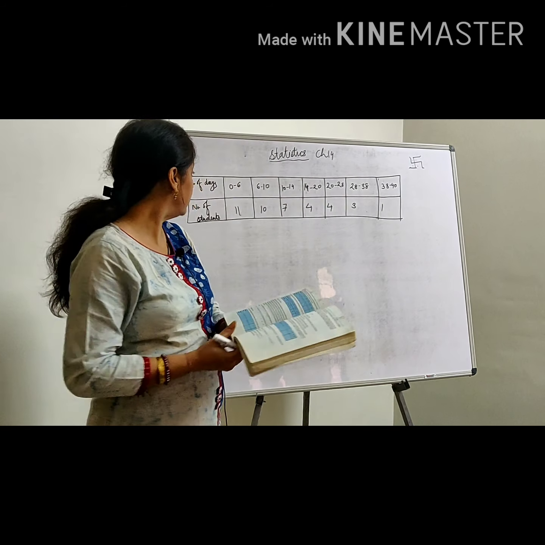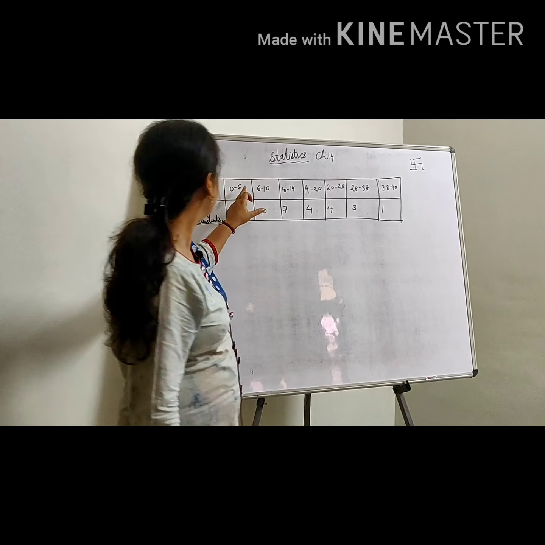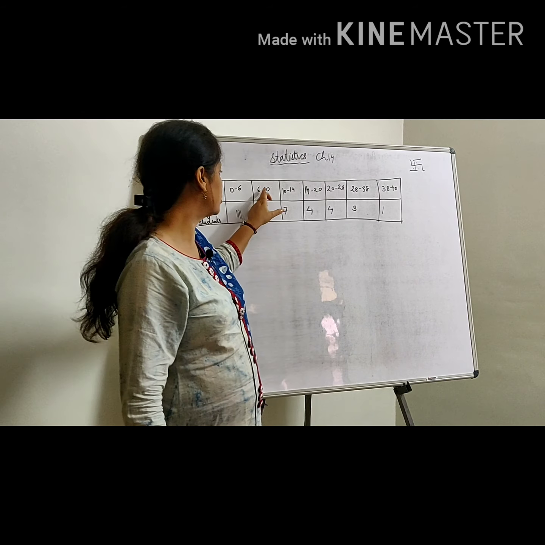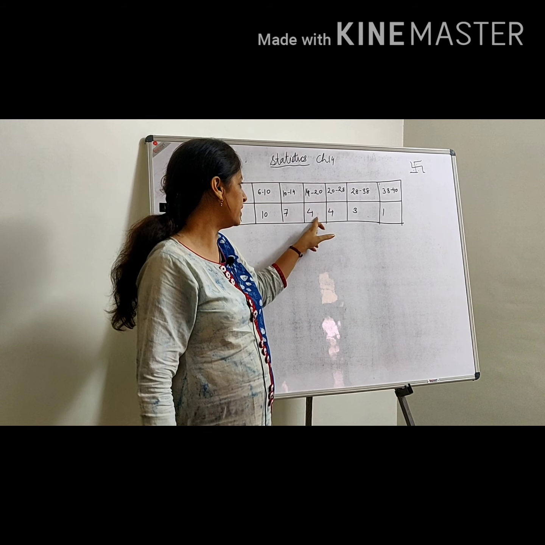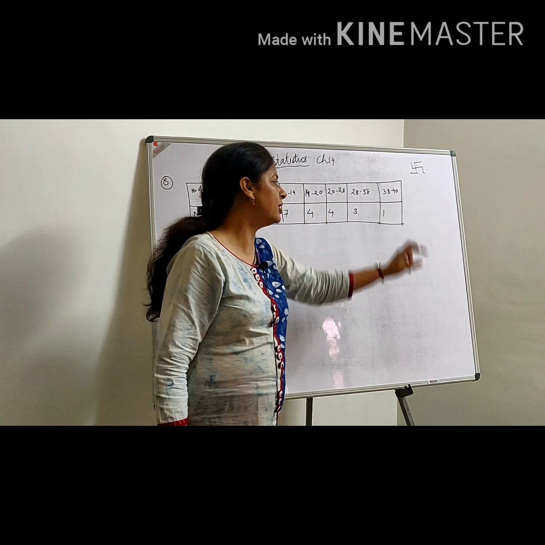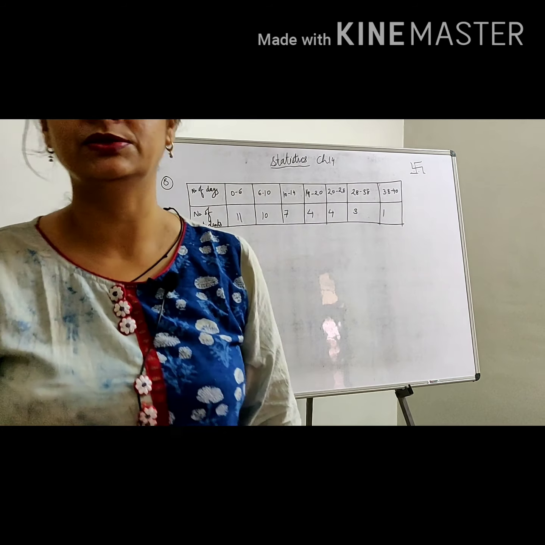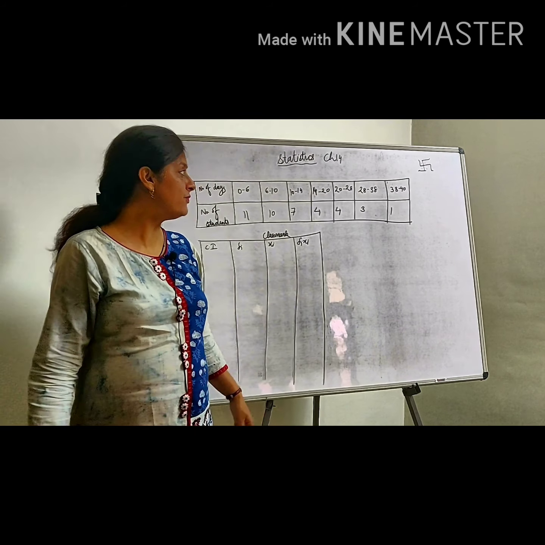The question here is like this: the number of days, for 0 to 6 days, 11 students were absent, 6 to 10 there were 10 students, 10 to 14, 7, 14 to 20 there are 4, 20 to 28 there are 4, 28 to 38 there were 3, and 38 to 40 there was 1 student. So 38 to 40 there was only 1 student.